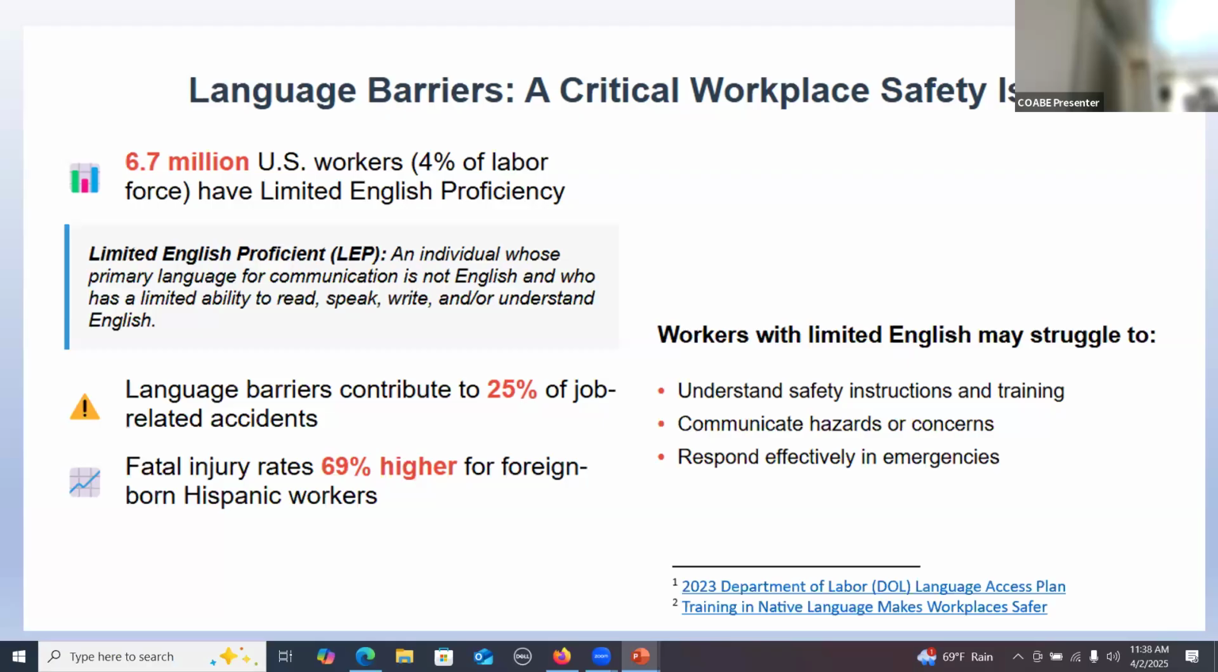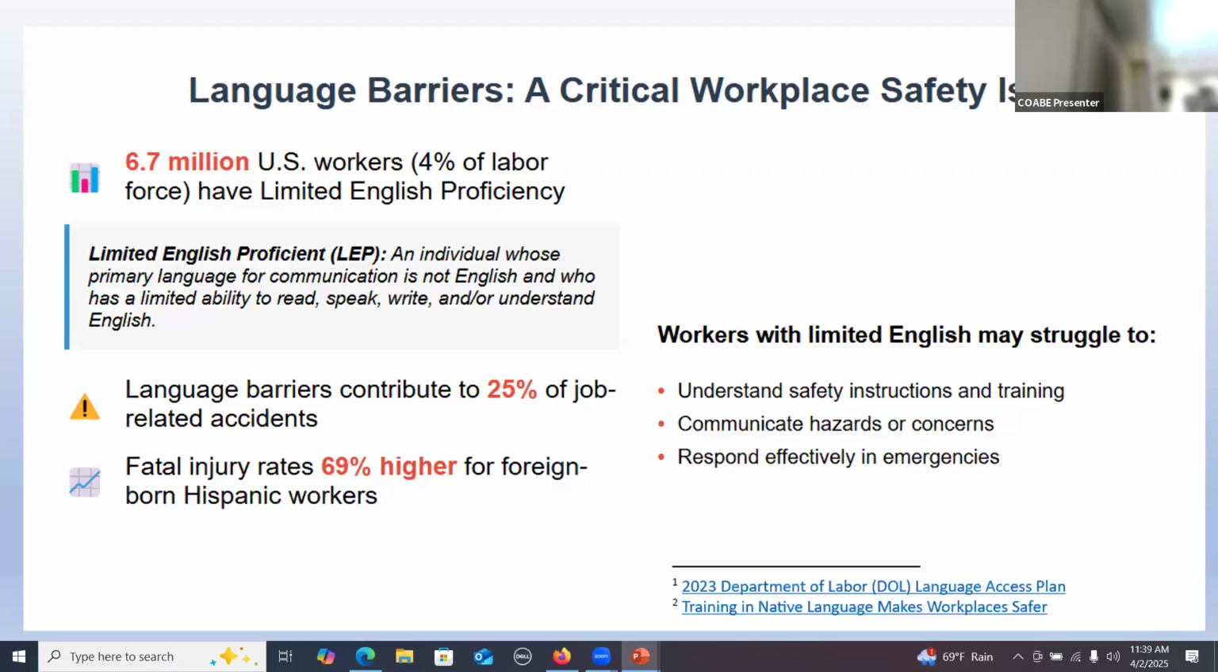That term describes an individual whose primary language for communication is not English and who has a limited ability to read, speak, write, and/or understand English. It's important to note that LEP individuals may be quite proficient in some domains of language, such as reading or writing, for example, but be less proficient in listening and speaking and still be classified as LEP.